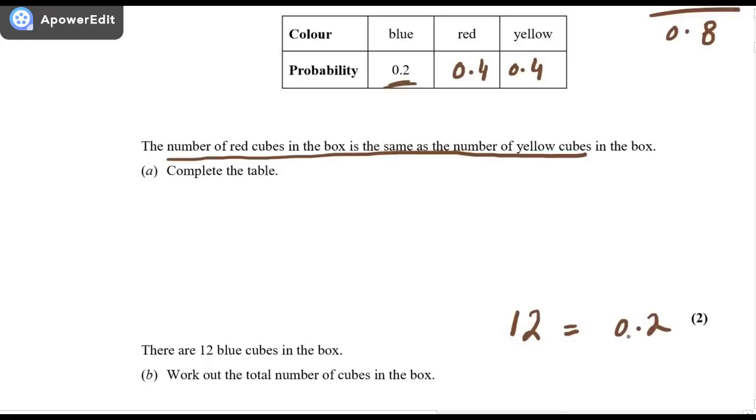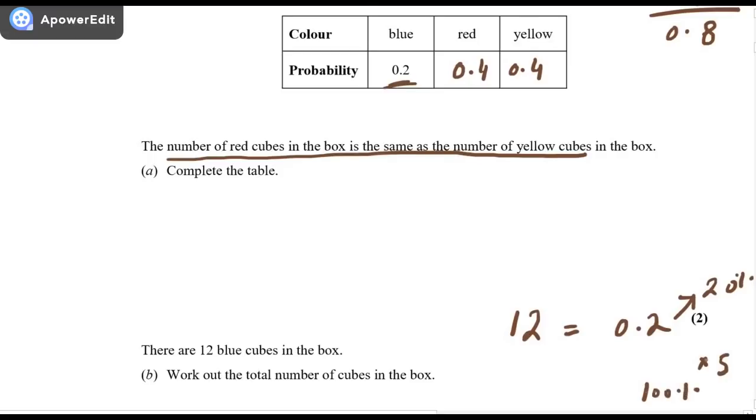So we need to get up to 100%. There's a different way to do this question. I can show you both ways. It's up to you. So 0.2 is actually 20%. We know this one. So this is 20%. To get 100% we times by 5. So this is going to be 100%.